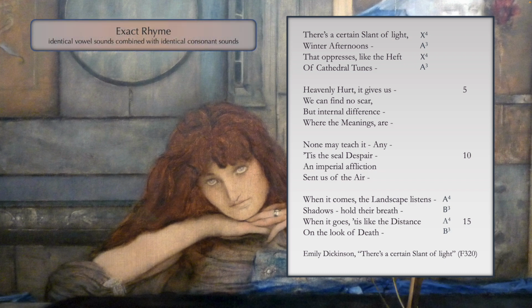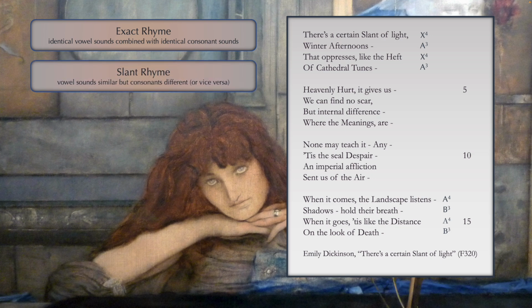So let's talk about the rhymes in this poem, as there are some interesting ones. First, I'm going to give you just some definitions of different kinds of rhymes. There's exact rhyme, which has identical vowel sounds combined with identical consonant sounds. Slant rhyme has similar vowel sounds, but maybe the consonants are different, or maybe the consonants are the same and the vowel sounds are slightly different.